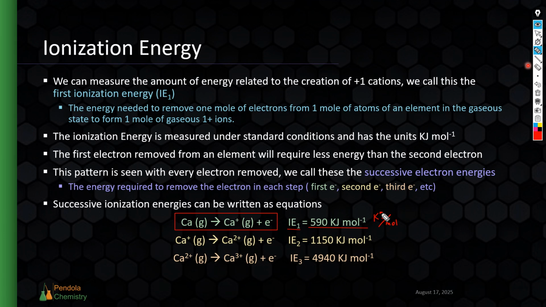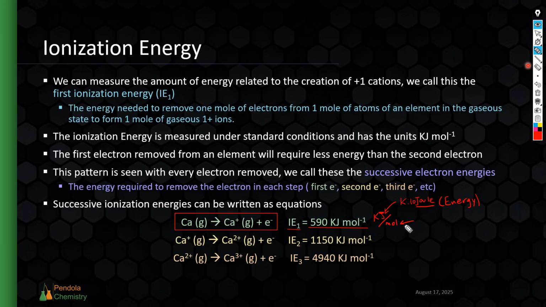Now, why is this the unit that we use for the ionization energy? Well, the kilojoule, or the joule, I'm going to write this out, kilojoule. So the kilo is from the metric system, it just means 1,000. But the joule is a measurement of energy. It's how we measure energy. So kilojoule means 1,000 joules. So 590 kilojoules means 590,000 joules. And that's how we measure energy.